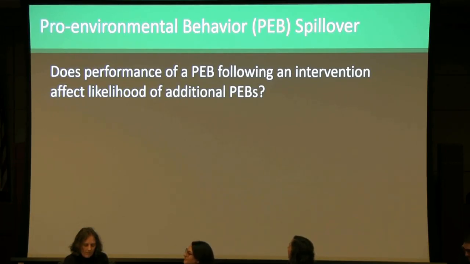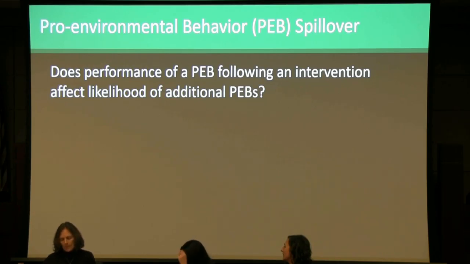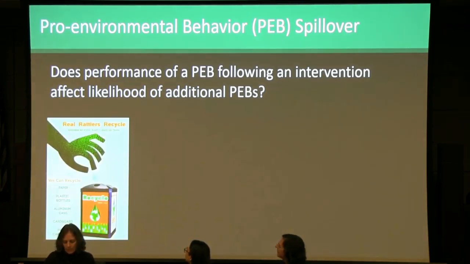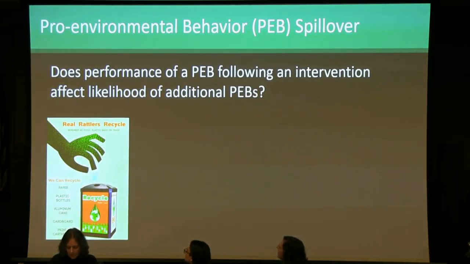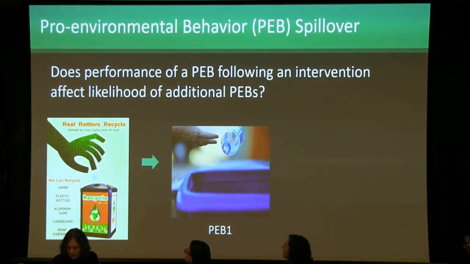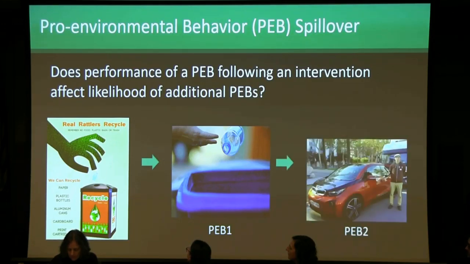The main question when we think about behavioral spillover is the extent to which the performance of one pro-environmental behavior following an intervention leads to future behaviors. Does it increase their likelihood? Does it decrease their likelihood? Or does it have any impact? What we're saying is, if you create an environmental intervention that encourages people to do a PEB1, an initial pro-environmental behavior, what does that do to their propensity to do other PEBs?